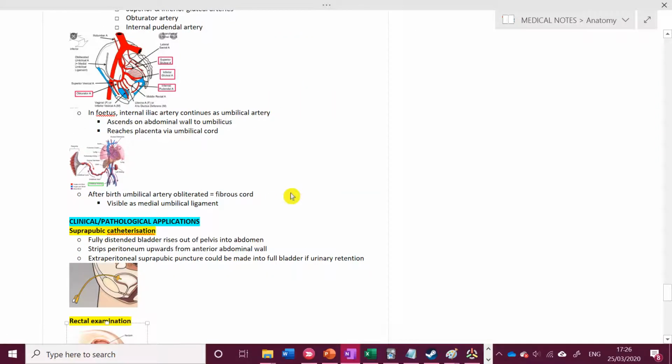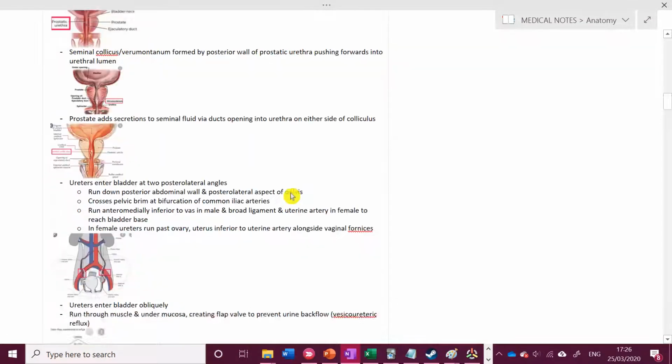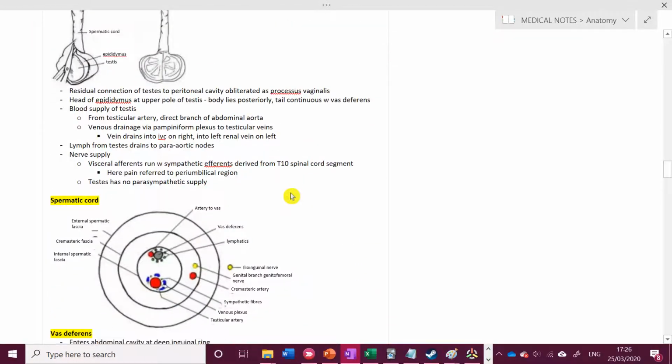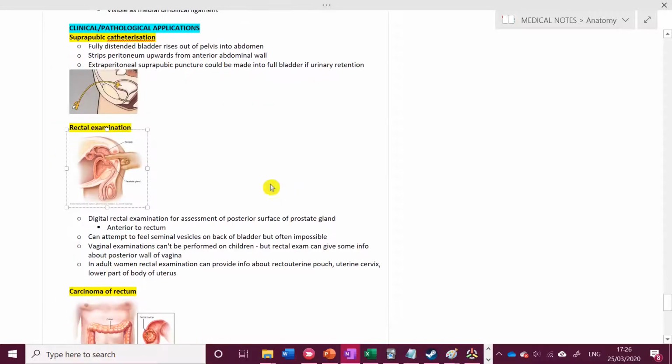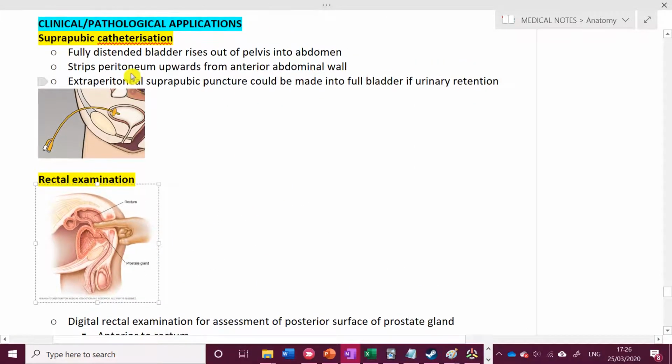So that's most of the anatomy of the pelvic region. Now let's have a look at some clinical applications of this area. Suprapubic catheterization is required sometimes, and the fully distended bladder rises out of the pelvis into the abdomen, which strips the peritoneum upwards from the anterior abdominal wall. You have to be careful here because extraperitoneal suprapubic puncture could be made into the full bladder if there's urinary retention, so we don't want any leaking there.